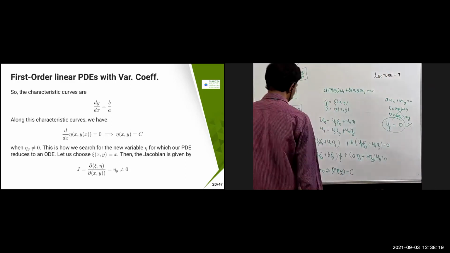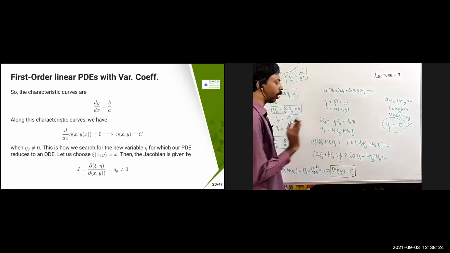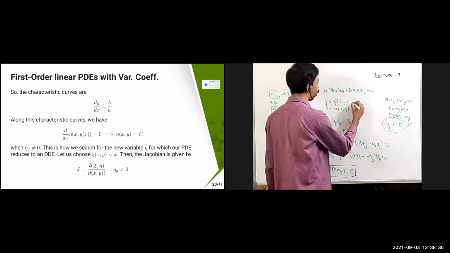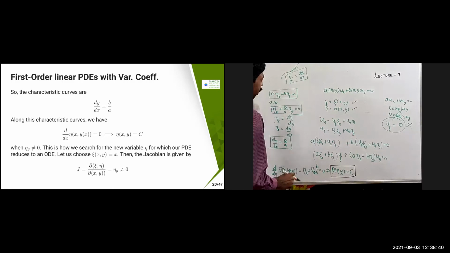Okay, fine. So this is one thing. You have to select eta of x comma y equal to some constant. And then you have to select, when eta y is not equal to 0, this is going to be there. Now what we need to select is these two. These two you have to find in such a way that these conditions are satisfied.